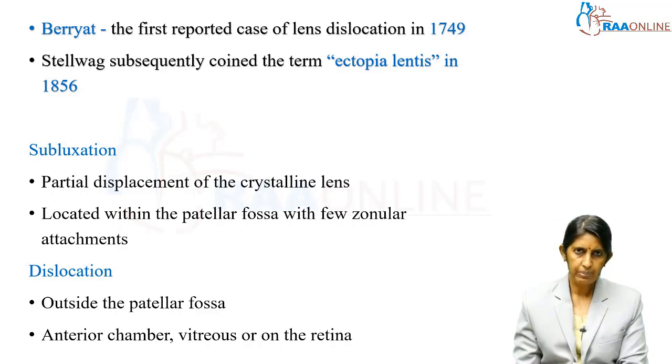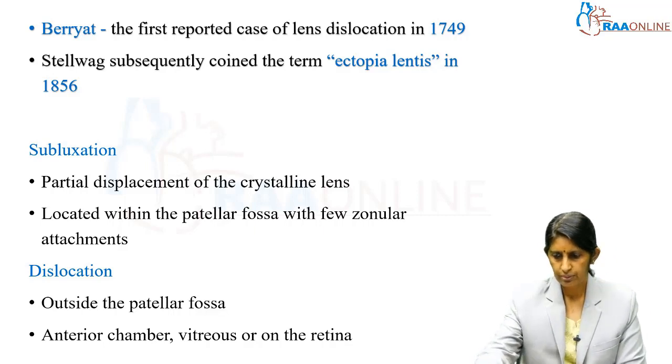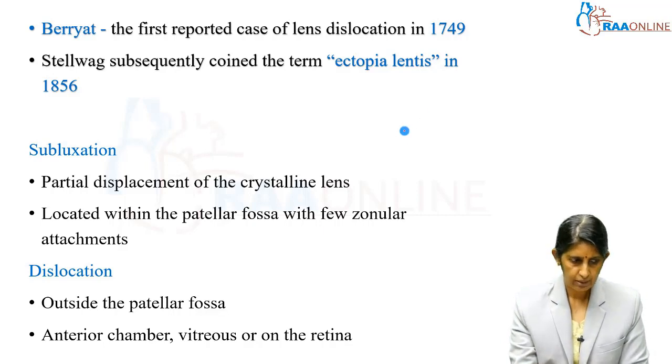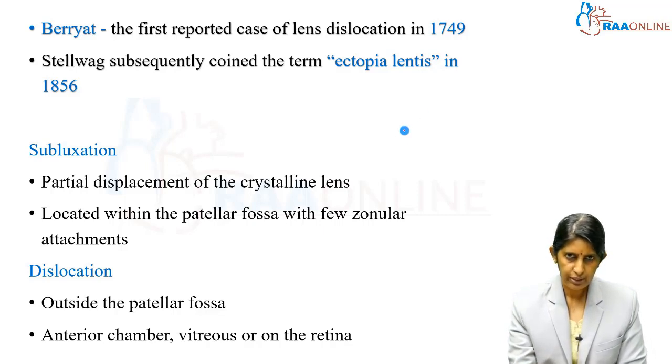Subluxation refers to a partial displacement of the crystalline lens located within the patellar fossa with few zonular attachments, and dislocation is when it is completely outside the patellar fossa, and it could be dislocated into the anterior chamber, into the vitreous cavity, or onto the retina. So, I would just like to show you exactly what these terms mean. When you say patellar fossa, it refers to the retrolental indentation.